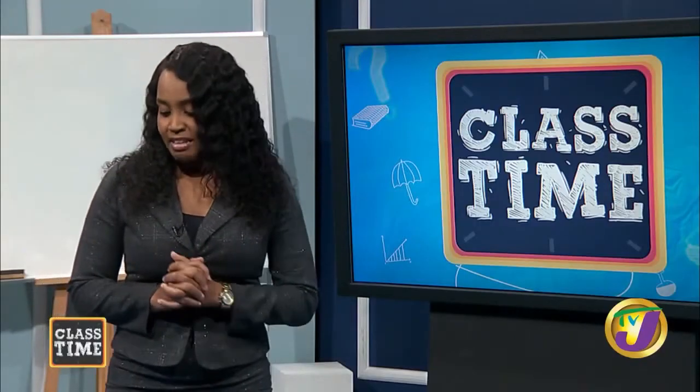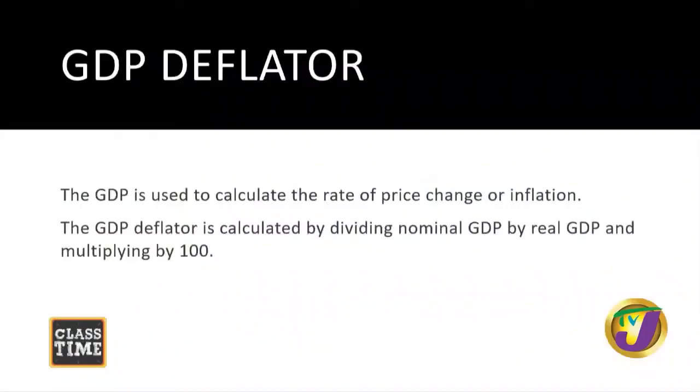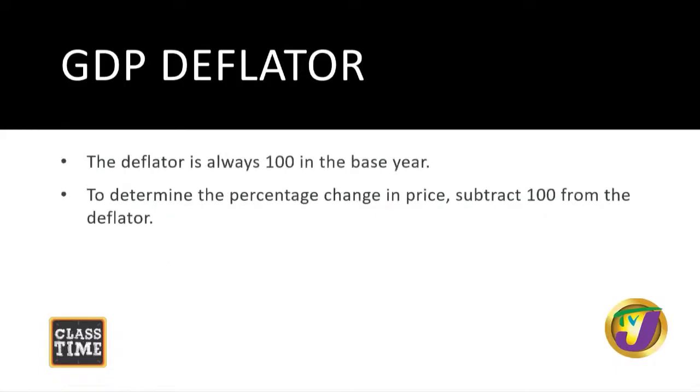Now, there is a very important concept, which is the GDP deflator. This is used to calculate the rate of price change or inflation. And there's a simple formula for you to look at the GDP deflator. This is done by dividing nominal GDP by real GDP and then multiplying by 100. This is how you find the GDP deflator. It is important to note that the GDP deflator is always 100 in the base year.